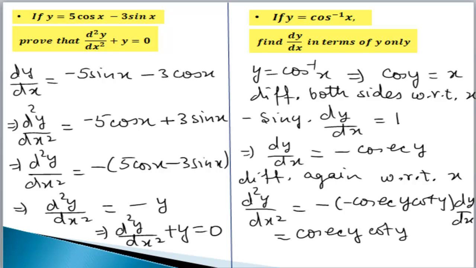So you see what dy over dx was. It was minus cosec y. So finally the second order derivative reduces to minus cosec square y cot y. So you can see the derivative is entirely in terms of the variable y. Fine.